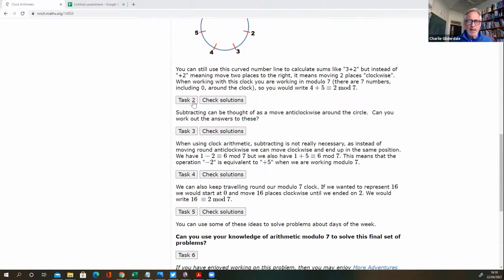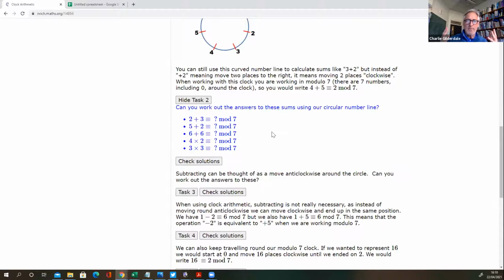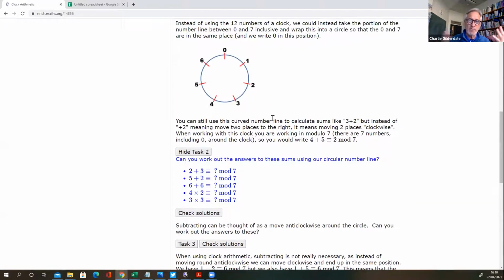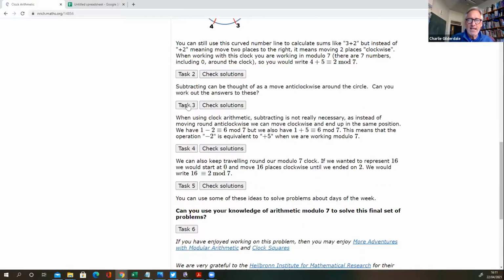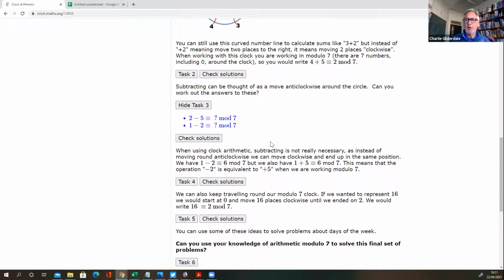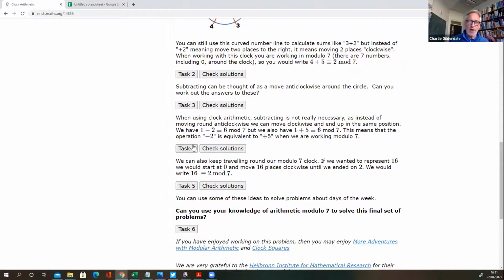In task 2, I think we then go into mod 7 because we want students perhaps to think about days of the week, which is what we're going to be asking them later on. So there's some simple arithmetic using modular arithmetic terminology, thinking about equivalence, what's equivalent to 2 plus 3 in mod 7, for example. In task 3, it still sticks to mod 7, and we're thinking about subtraction in mod 7.